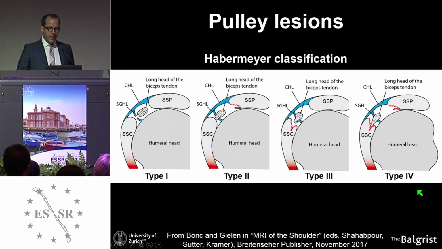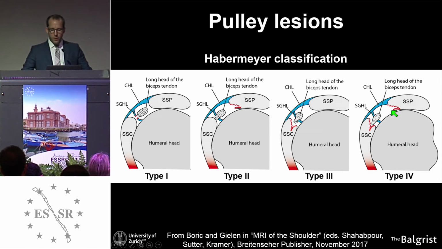There are classifications for biceps pulley lesions. I only mention one here in this talk. This is the Habermeyer classification, and this is taken from the upcoming book MRI of the Shoulder from the ESSR sports committee that will be published in November. So the first type here is type 1. You can see a discontinuity of the superior glenohumeral ligament. In type 2 you also have a lesion of the supraspinatus and more eccentricity here of the tendon. In type 3 you have involvement of the subscapularis tendon at its top border, and in type 4 you have both a supraspinatus and subscapularis tendon tear together with the pulley lesion.